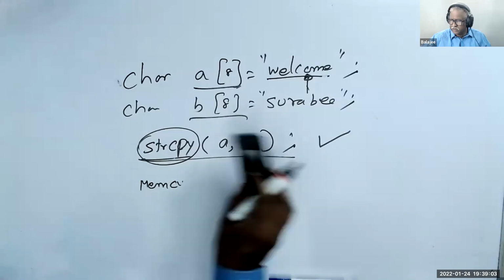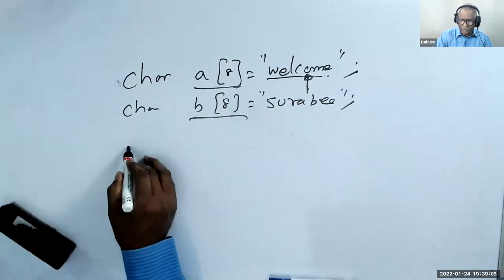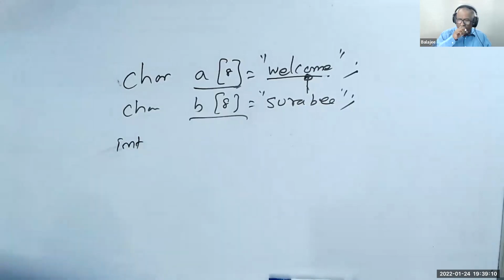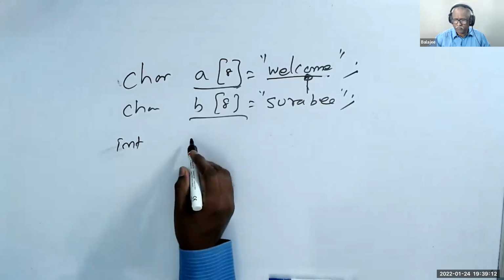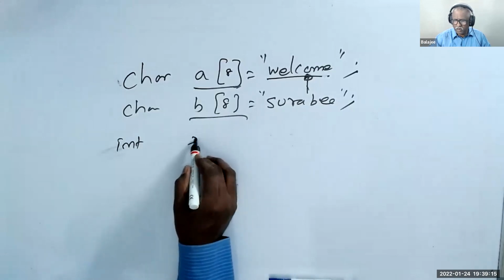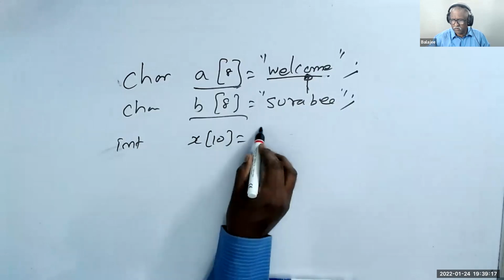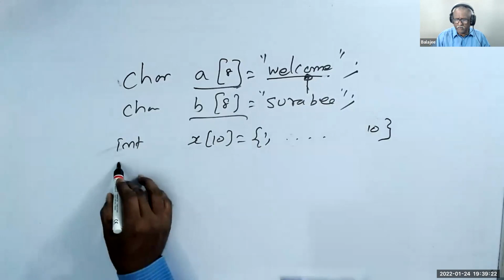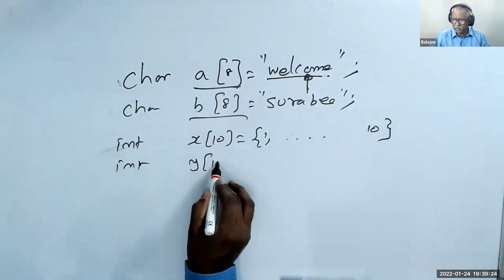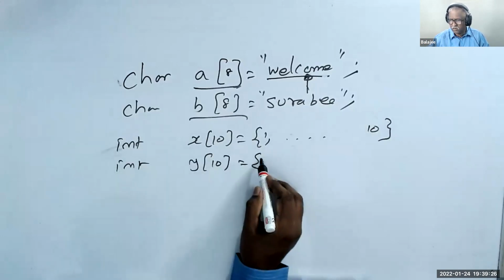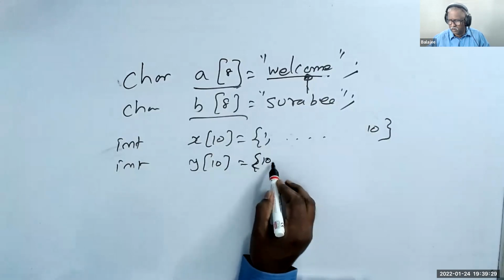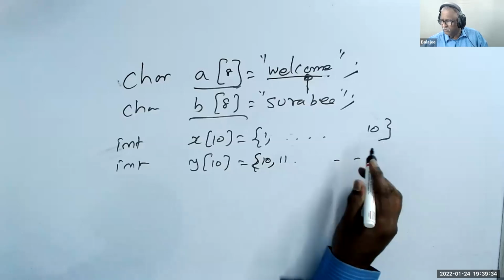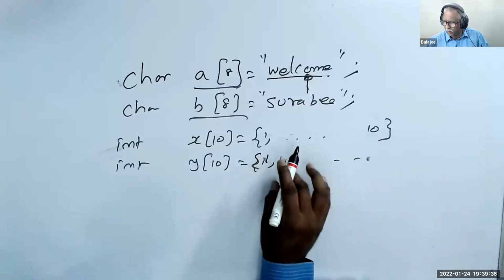Now I have this. See here, I say integer x of 10, 1, 2 up to 10. Integer y of 10, 11 up to 20, 19. So 11, 12 up to 20.